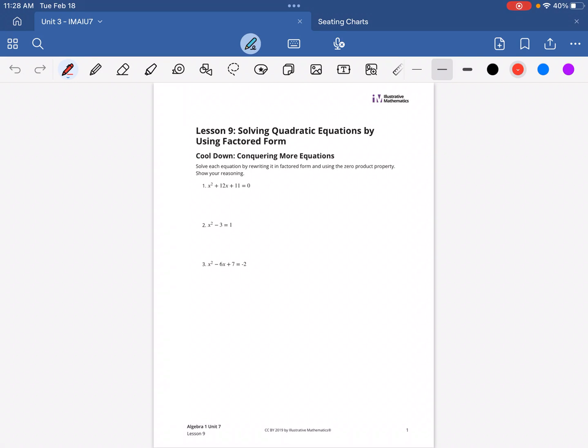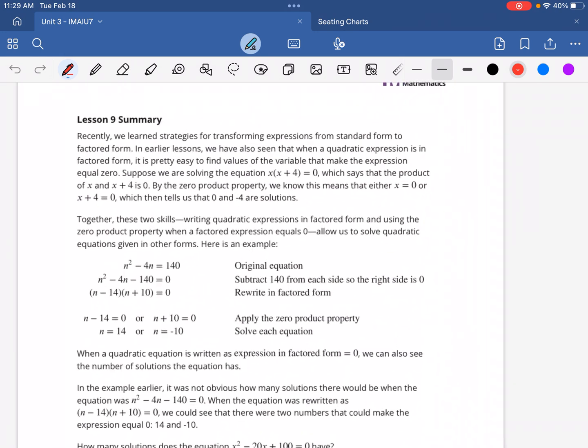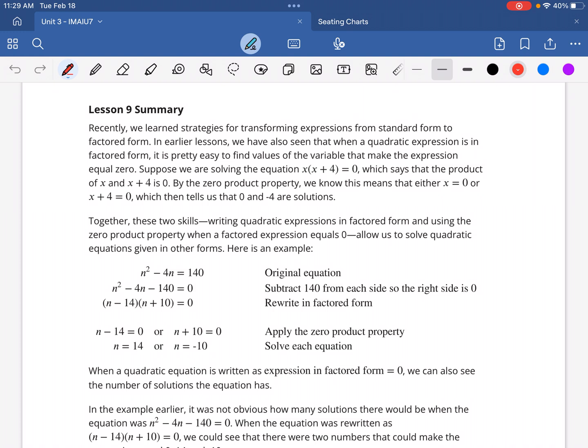So this is for a cooldown, lesson 9, solving quadratic equations by using factored form. And the cooldown's called Conquering More Equations. So recently we learned some strategies for turning expressions from standard form into factored form. And we've also seen that when a quadratic expression is in factored form, it's pretty easy to find zeros.